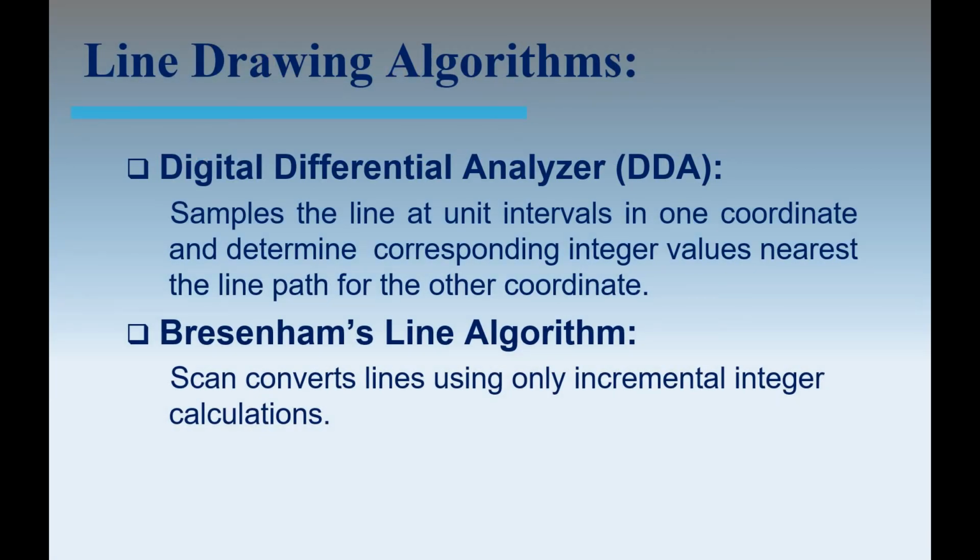There are two types of line drawing algorithms. The first one is the digital differential analyzer, DDA. It samples the line at unit intervals in one coordinate and determines corresponding integer values nearest the line path for the other coordinate. The second one is the Bresenham line algorithm. It scan converts lines using only incremental integer calculations.